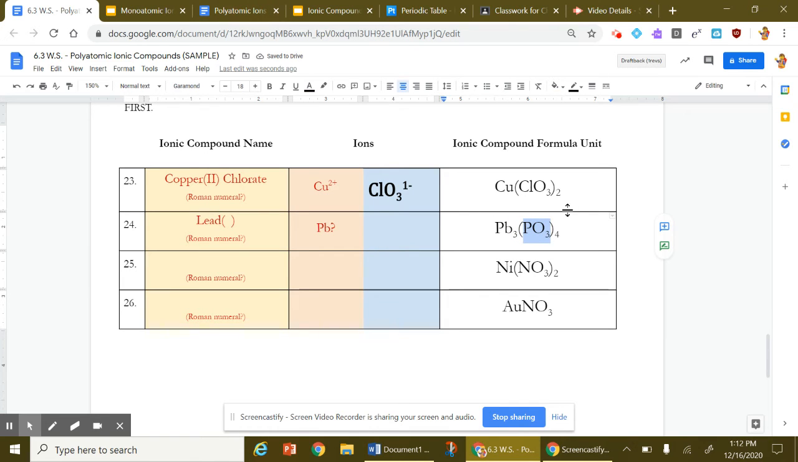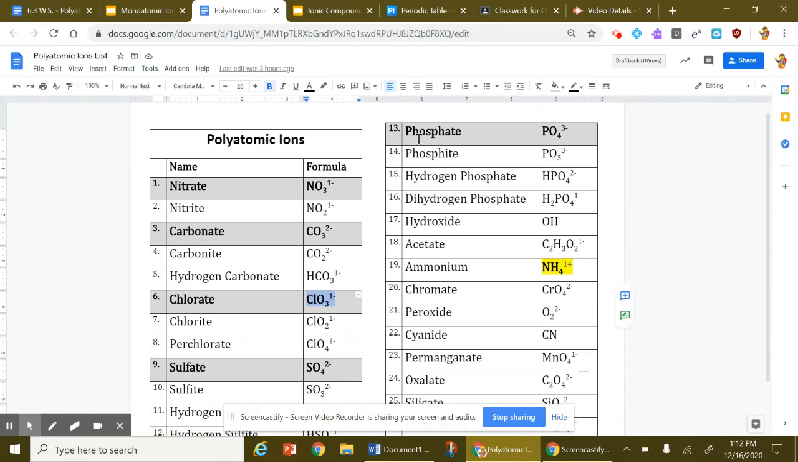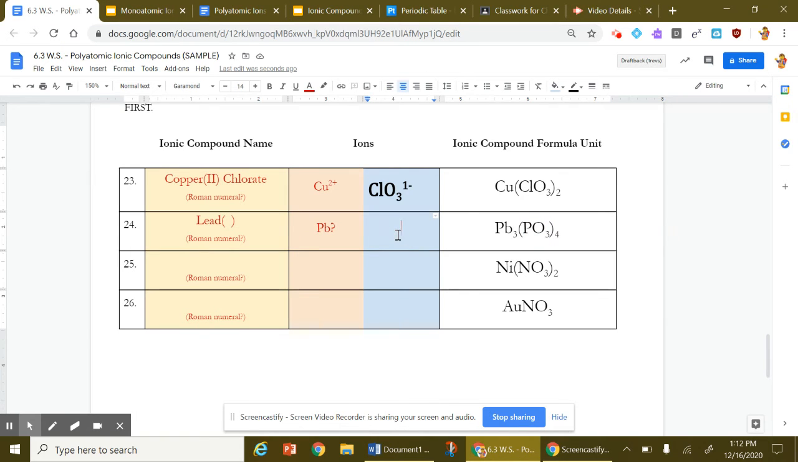All right. So PO3 is what polyatomic ion? PO3. Phosphite. There we go. Phosphite. PO3 with a 3 minus charge. This is the polyatomic ion known as phosphite. All right. So the name is lead something phosphite. There's 4 phosphites here, each one with a 3 minus charge. So what does the charge of the lead have to be to cancel this?